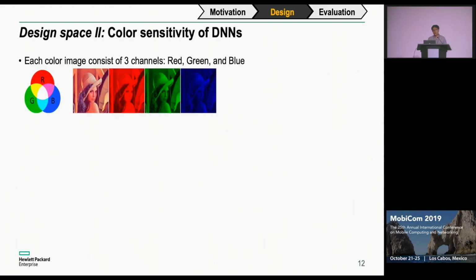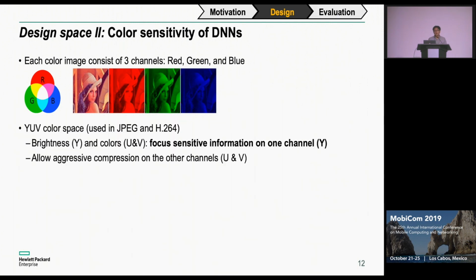Now, the next design space is color sensitivity. Color images actually consist of 3 channels, red, green, and blue, and the human eye has a different perceptual sensitivity to each channel. This motivates the design of the YUV color space that is widely used as the user color model. Conversion from RGB to YUV format helps concentrate most of the salient information in the Y channel, so that the other 2 channels, U and V, can be compressed more.